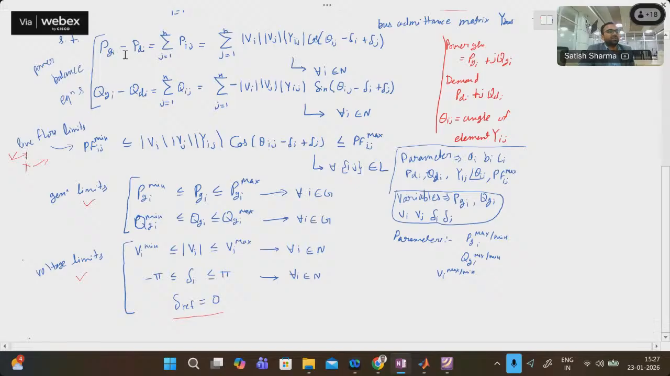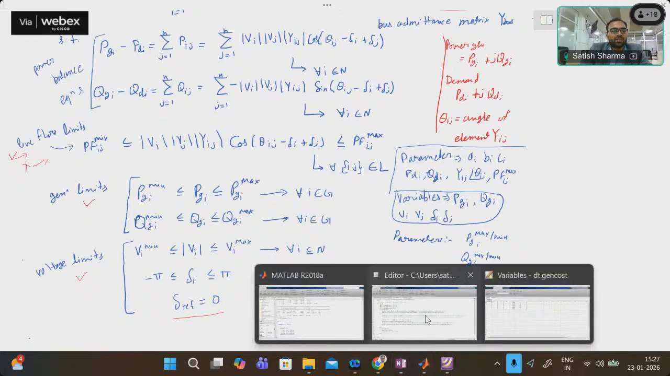PG1 plus PG1. There are two generators on the bus, so there are two PGs. So this is for each node, it is not for each generator. For each node, if there are two generators, I have to add both the generators and then put PG here. So this is what we have done here.